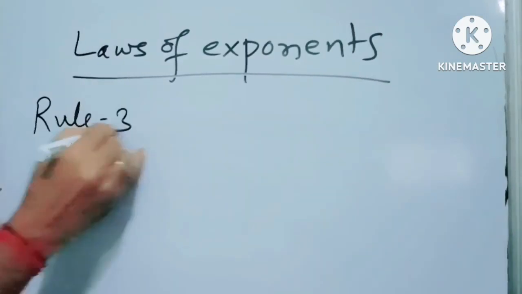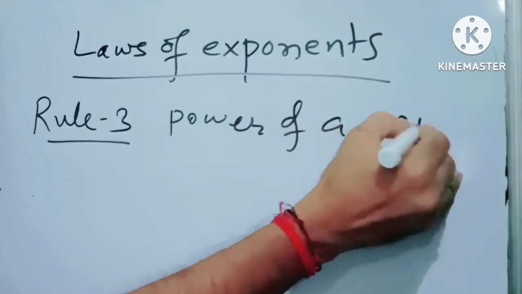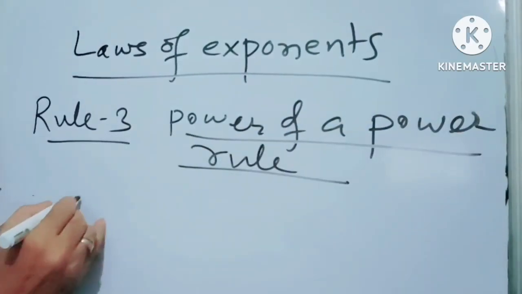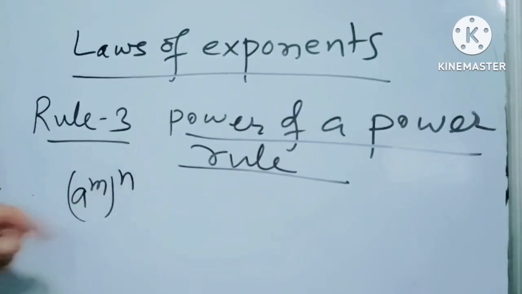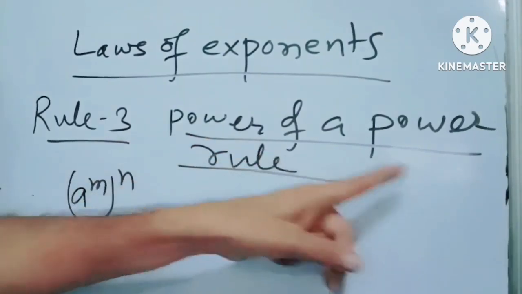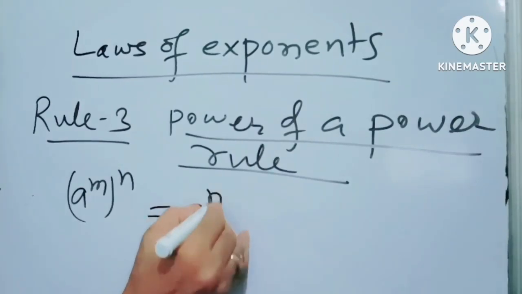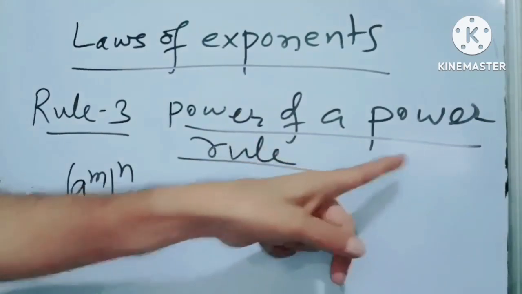Now next, rule 3: the power of a power rule. Power of a power rule means here is a to the power m, then power n. A double power is given there: a to the power m to the power n. That means the power of a power rule. Then we can write it as a to the power m multiply n, known as the power of a power rule.